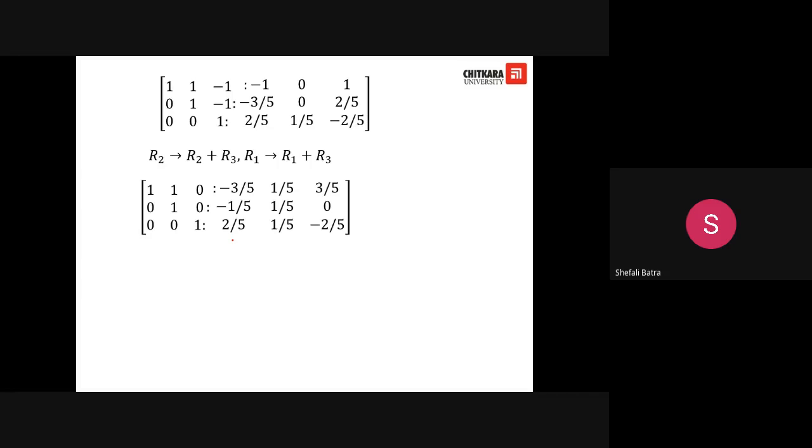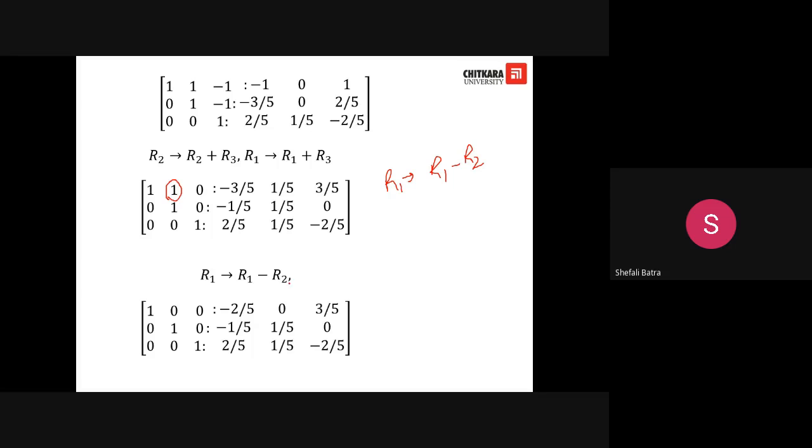Now what next? R1 equal to R1 minus R2. Why are we doing this? Now next I need to make this entry 0, and for making this 0, I will take the help of R2, not R3. If we take the help of R3, what will happen? This entry would spoil. So R1 implies R1 minus R2. So after calculating, you are at this step.